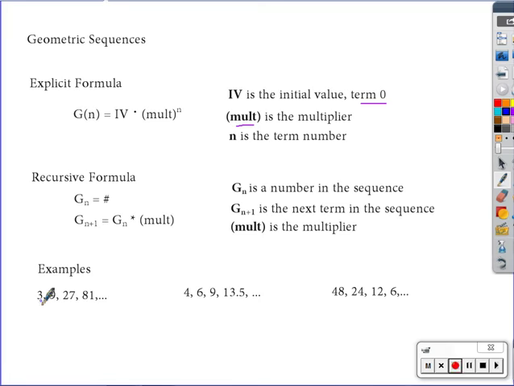In this particular case, 3 times 3 is 9. 9 times 3 is 27. Times 3 is 81. So my multiplier is 3. Again, 3 is my first number. 9 is my second term. 27 is my third term. 81 is my fourth term. I would have to go backwards to get my 0 term, which requires that I divide by 3.